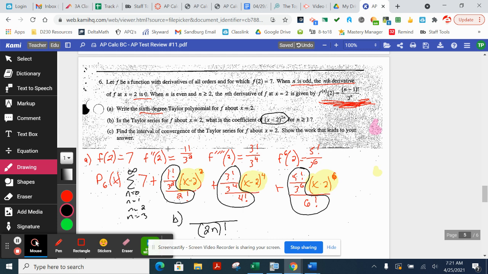Isn't this 3 to the 2n, right? 3, 2 times 1, 3, 2 times 2, 3, 2 times 3. And then the numerator for this, a 1, a 3, a 5. If you think that through a little bit, that would have to be a 2n minus a 1. And then they're all factorials. So we get a little 2n minus a 1 factorial.